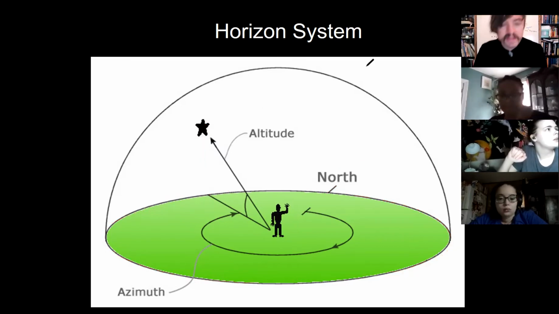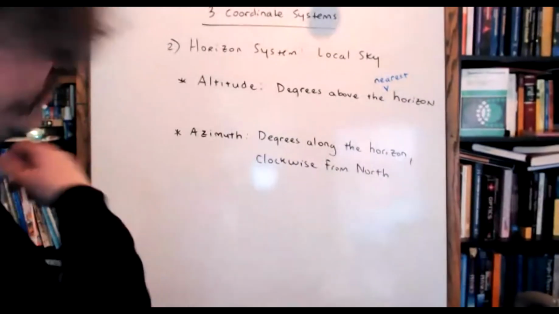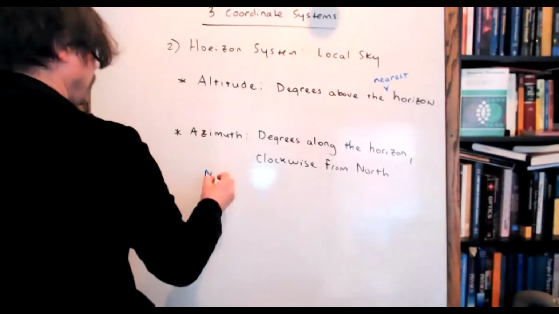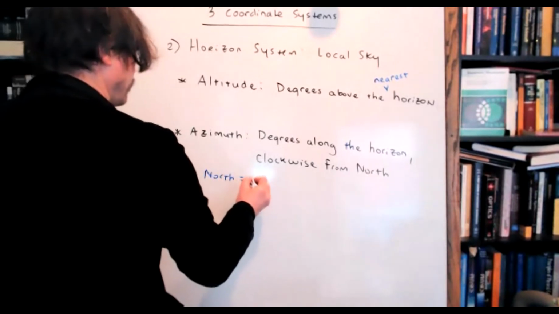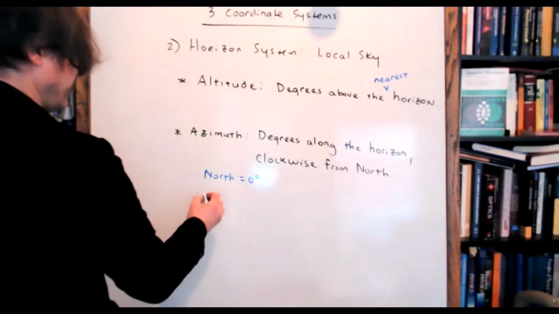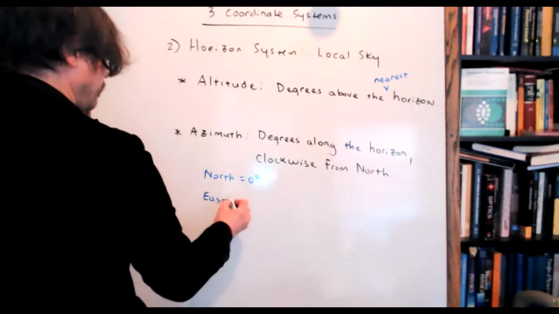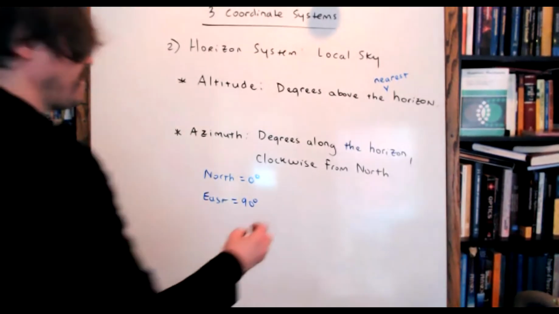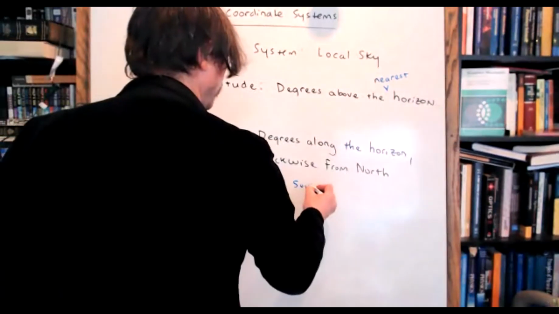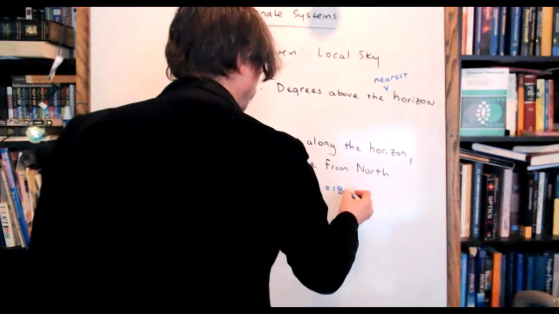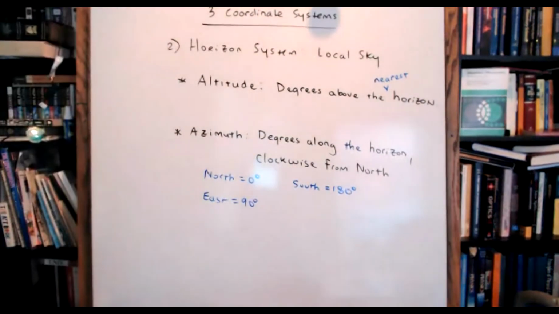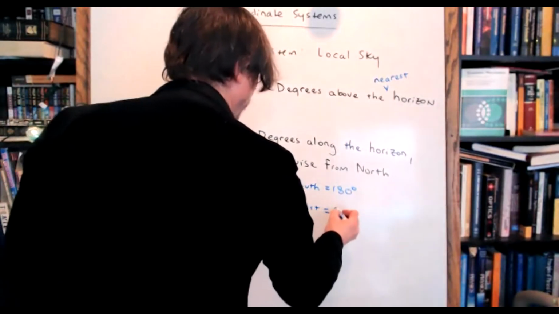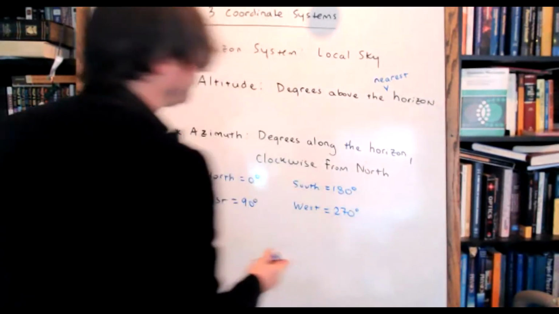Notice that azimuth is the same thing as direction. So for example, the azimuth of north, the direction north, is 0 degrees. East would be 90 degrees. South is 180 degrees. And west is 270 degrees.